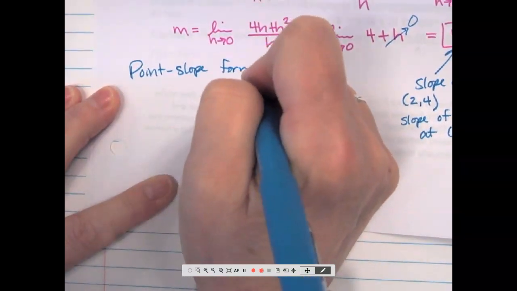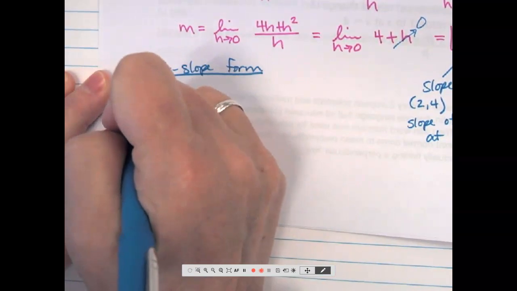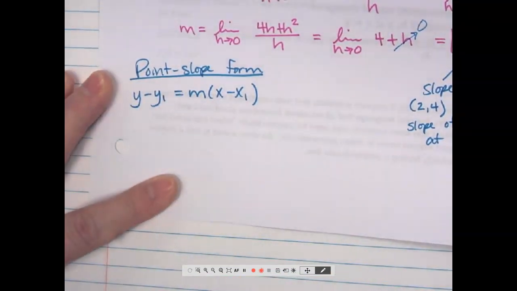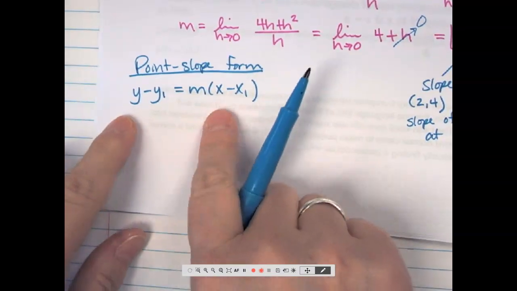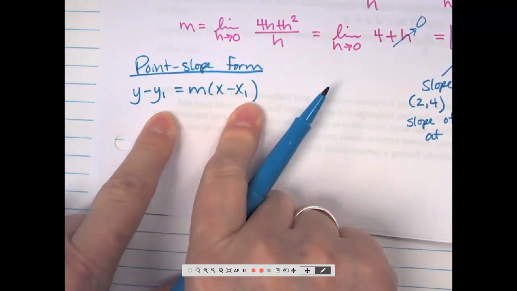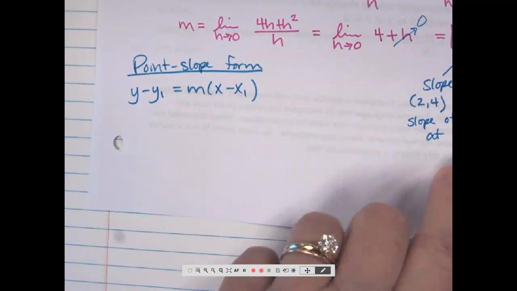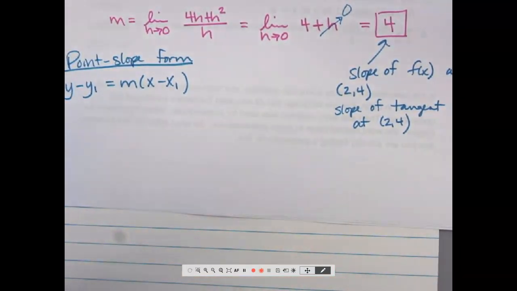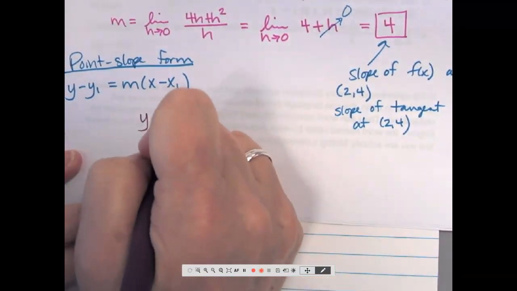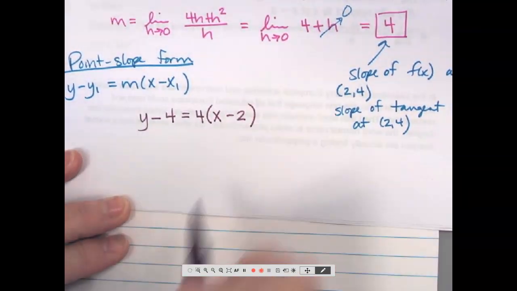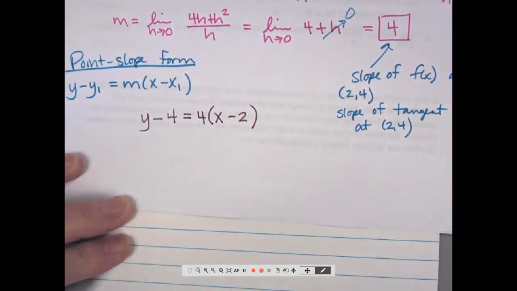Point slope form of an equation of a line is this. y minus y1 equals m times x minus x1. Okay. Plain old x and y are just the variables. x1, y1 is a point, any point that is on the line, and m is the slope. Okay, so I know a point, and I know the slope is 4. So this point slope would become y minus 4 equals 4 times x minus 2. That's the equation of the tangent line.